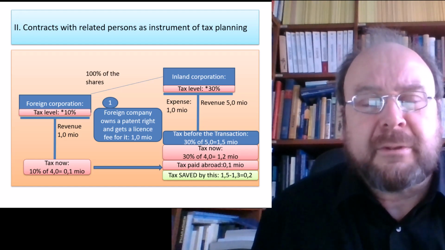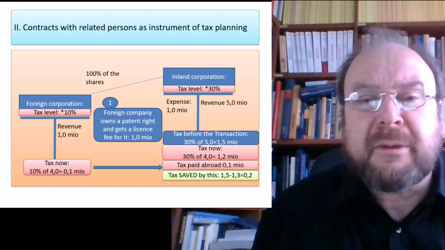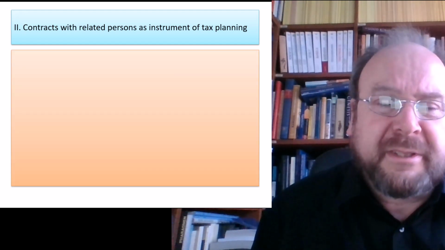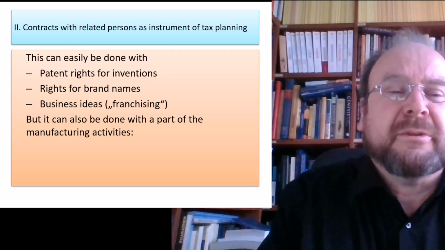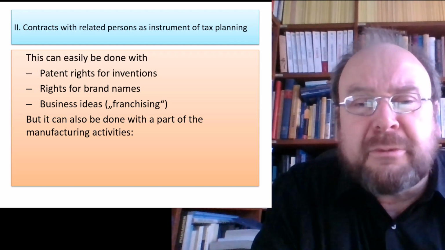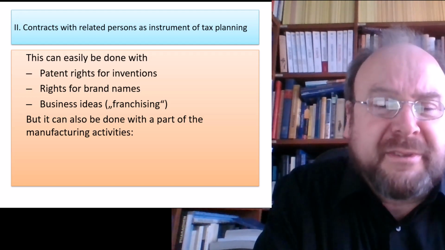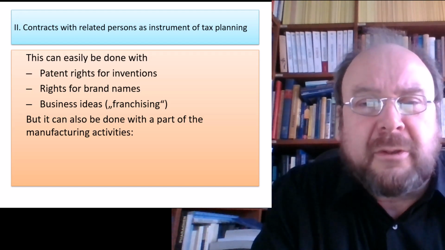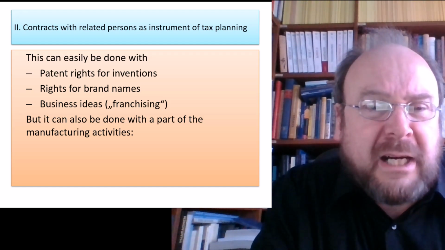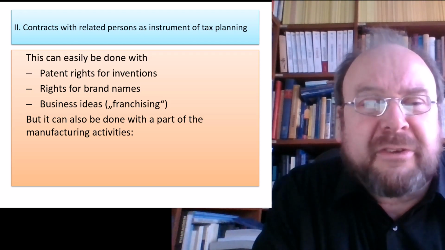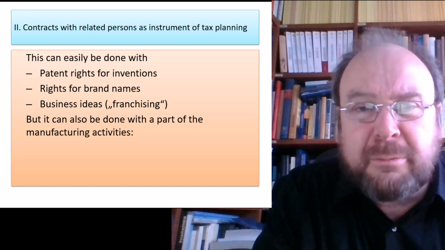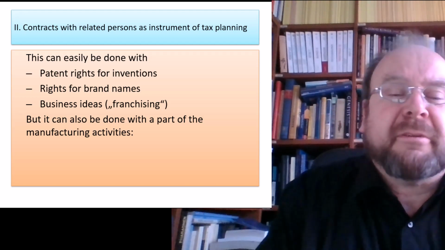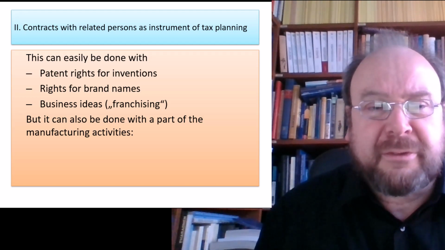Very plain and simple. So the question is, what could you outsource according to this principle? Well, if you are a bit creative, then you can see you can do it with patent rights. You can do it with brand names. You can do it with business ideas. So you can pay for rights. You can also ask the foreign company for money which they have. They give you a credit, you pay interest to them. However, you can even do it with a part of the manufacturing activities which you have to undertake.